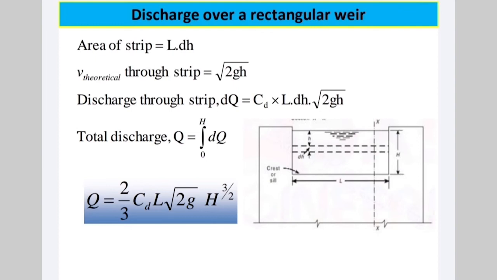Discharge through the strip dq equal to CD, that is the coefficient of discharge, into area into velocity, that is CD into L dH into root of 2gh. By integrating, we get the total discharge as Q is equal to 2 by 3 CD L root 2g into H raised to 3 by 2.